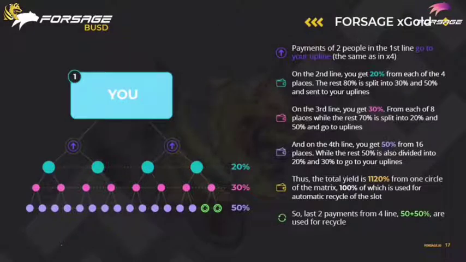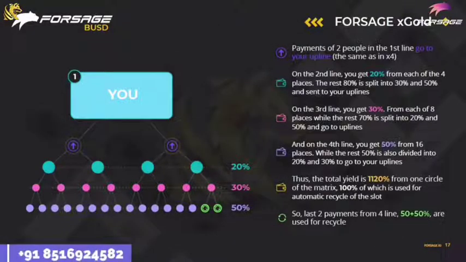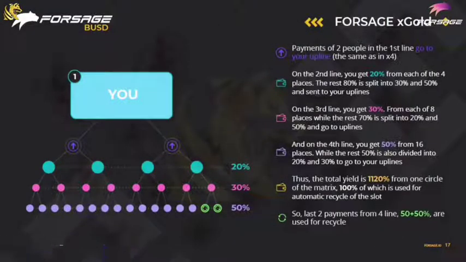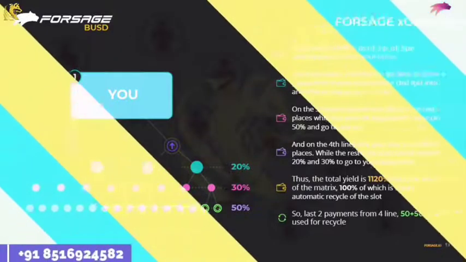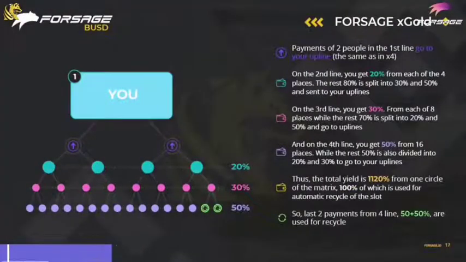In X Gold you get a total of 30 positions. Payment of 2 people in the first line goes to your upline. On the second line, you get 20% from each of the 4 places, and the rest 80% is split into 30% and 50% and sent to your upline.